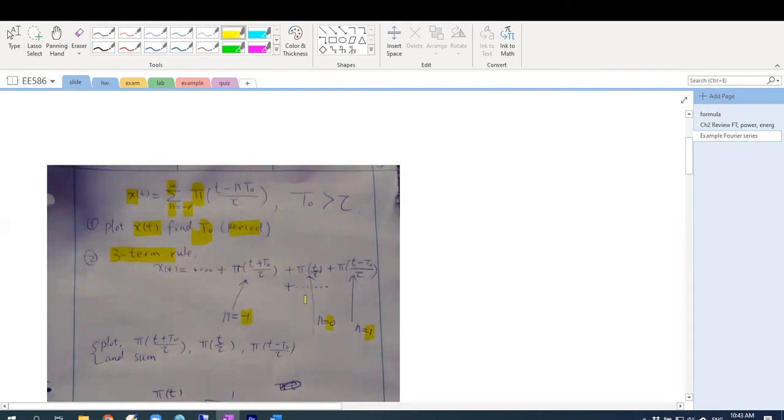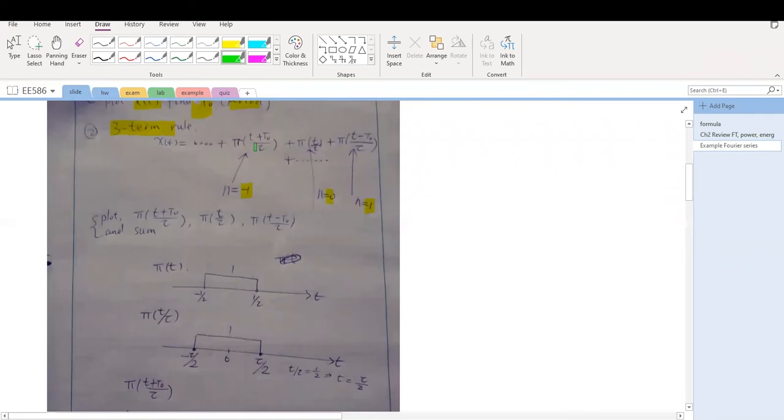And those are 3 typical values of n. Next, we want to plot these 3 waveforms we specified, and then sum them up. To plot this, let's review this pi of t. We know this is rectangular. It has a value of 1 from minus half to half. Now let's plot n equals 0, pi of t over tau.